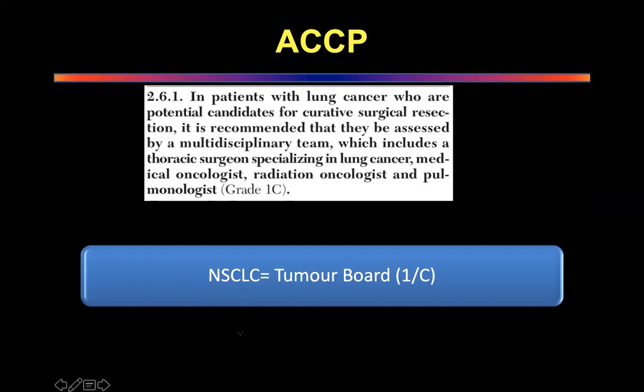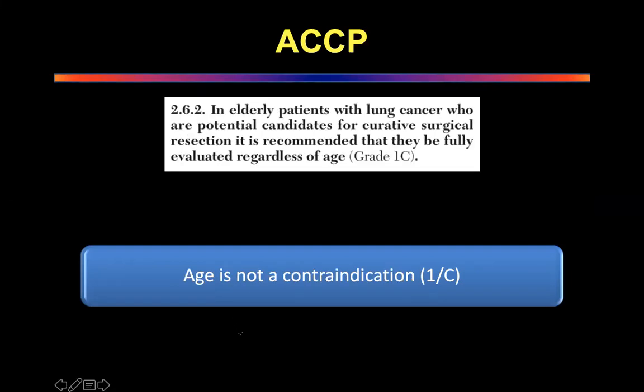It says all lung cancer, tumor board, 1C. Age is not a contraindication. This is the first time in the guideline that age is coming into the factor. And age is not a contraindication. You need to fully evaluate it. And if you've got an 80-year-old guy who's got a post-operative predicted DLCO of 80%, there is no reason why you should not offer him surgery. You understand that? So that is what they're saying. Age is not a contraindication, and it's 1C. That's quite a decent recommendation. I'm quite happy with that.